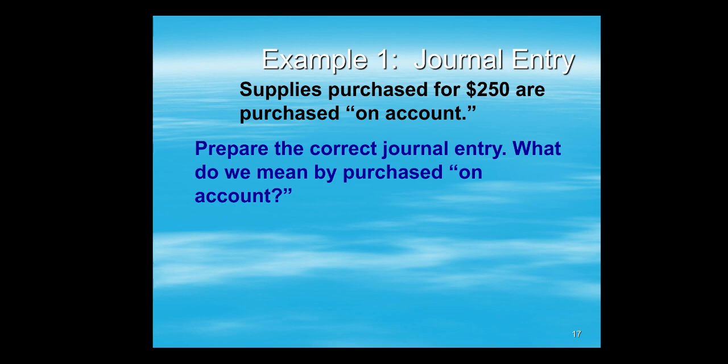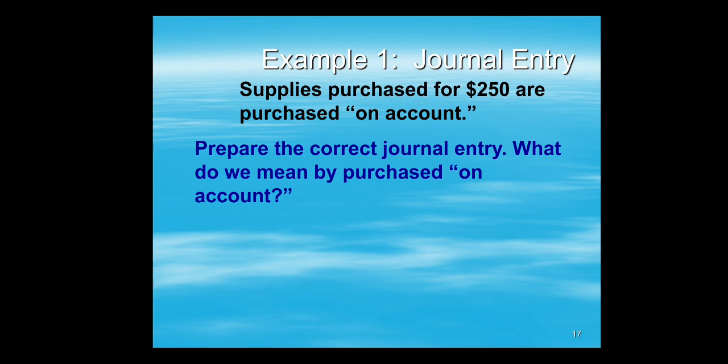So now, how to prepare the correct journal entry for that? Remember this. The way to do the journal entry is like this. When you see this transaction happen, the first thing to do is you do step 1 in the accounting cycle, which is to analyze the transaction.